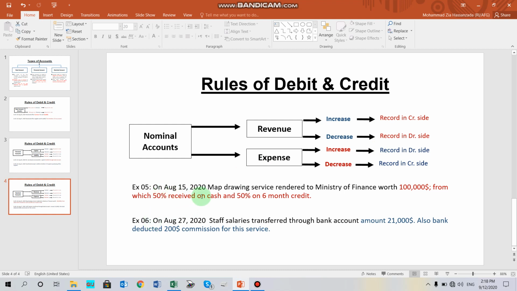Here we have two examples that we are going to have a look at. On 15th of August, we are providing a service to Ministry of Finance worth 100,000 USD. It means we have a revenue of 100,000 USD, so our revenue is increasing by 100,000. From the other side, 50% we are receiving by cash and 50% on credit. So here two assets are being created. One asset, our cash, is increasing by 50,000 and account receivable from Ministry of Finance is increasing by 50,000.